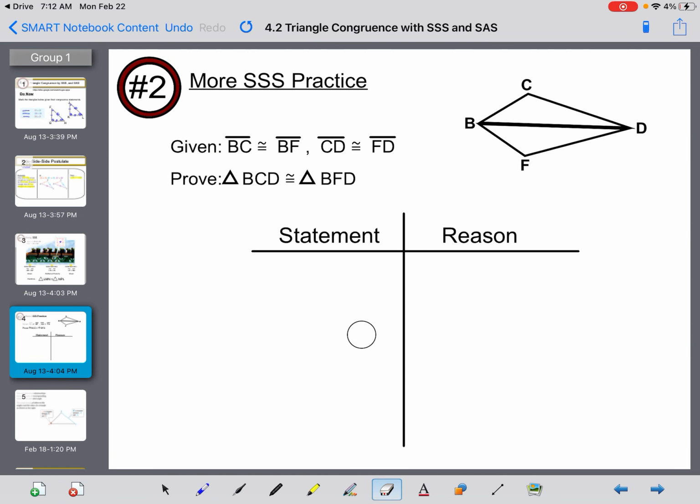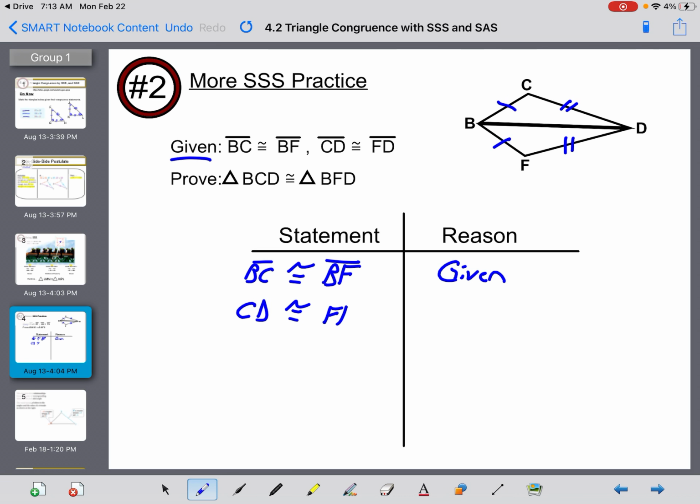Okay, more practice. All right, we're going to fill this out as a traditional statement and reason T-chart, okay? Traditional proof. So our first given is that BC is congruent to BF. So let's mark that and we're going to write it down. BC is congruent to BF. And the reason? Well, that was a given. Then we're going to mark that CD is congruent to FD. And that's a given.